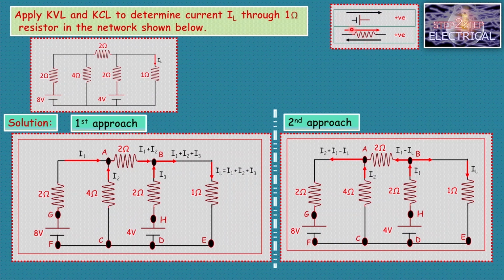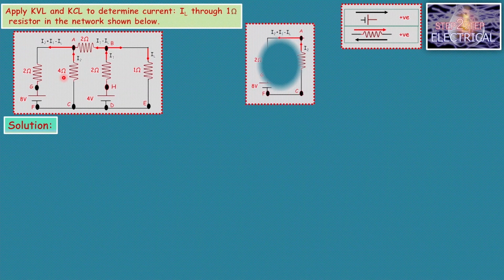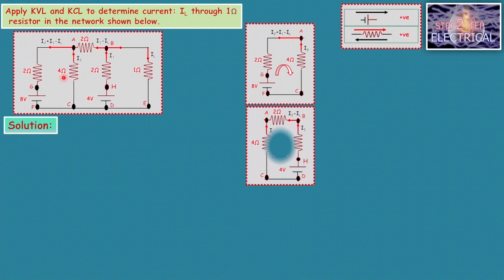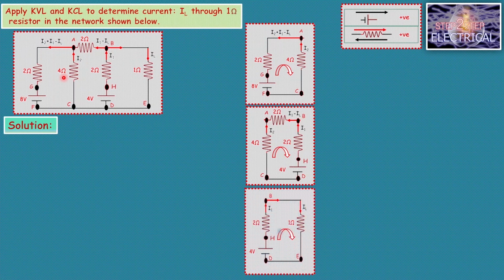Once again I want to revise this sign convention. If we move from the negative terminal of the battery to the positive terminal of the battery, then the potential drop across the battery is positive. And in case of a resistor, if the direction of the assumed current and the direction of movement for writing KVL are in opposite directions, then the potential drop across this resistor will be positive. Here we have three unknown currents, I1, I2 and IL. We have assumed clockwise direction of movement for writing KVL in all these loops.